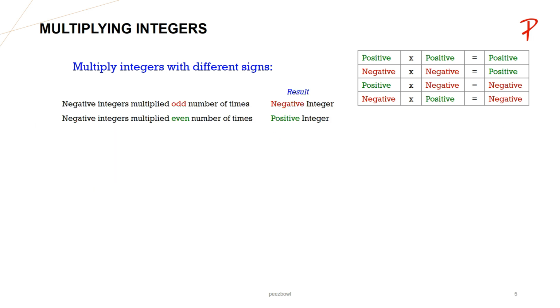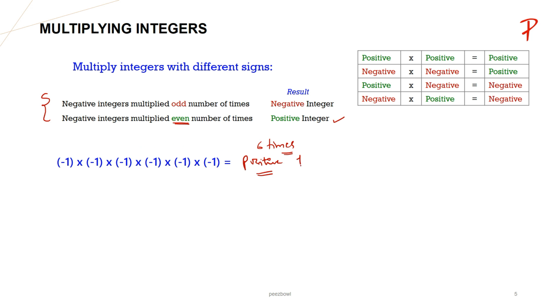Okay, so this is what we have seen. Let us take example. Here -1 is multiplied 1, 2, 3, 4, 5 and 6 times, right? This is multiplied 6 times. Negative integer is multiplied 6 times. So result of this multiplication is going to be, 6 is an even number, so the result is going to be positive, right? And 1 is multiplied whatever number of times, we get 1 only. So result of this multiplication is 1, right?